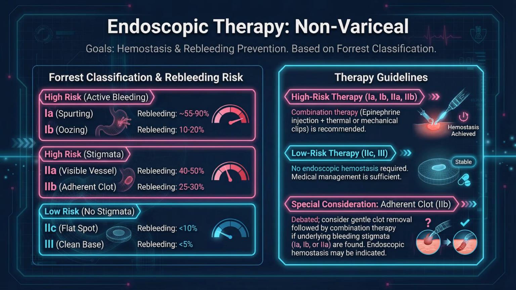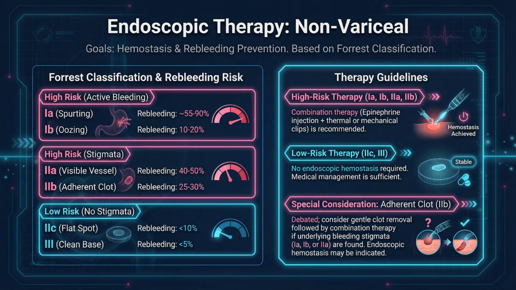During endoscopy for non-variceal bleeding, we use the Forest classification to assess rebleeding risk. High-risk lesions include active bleeding, Forest IA, or spurting hemorrhage, which has a rebleeding risk of approximately 55 to 90%, and IB, or oozing hemorrhage. Also high risk are stigmata of recent hemorrhage, such as a non-bleeding visible vessel, or Forest IIA, and an adherent clot, or Forest IIB. Low-risk lesions, Forest IIC and 3, have a clean base or only a flat pigmented spot and do not require endoscopic hemostasis.